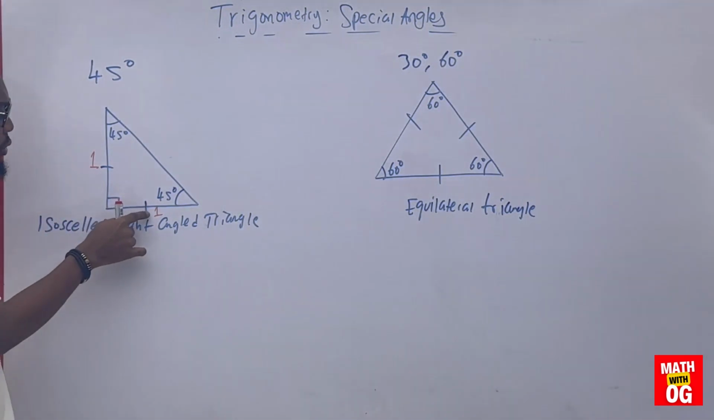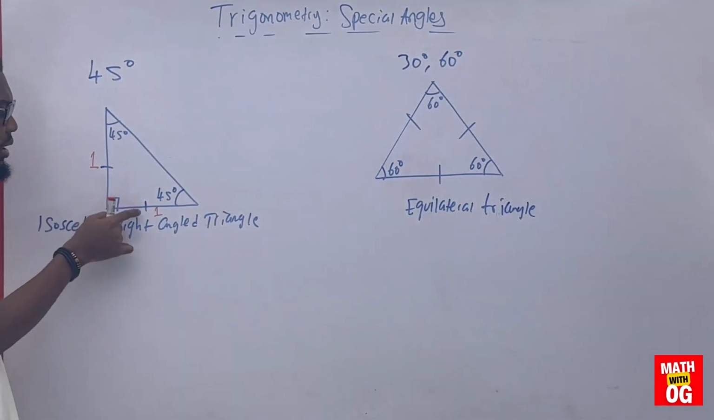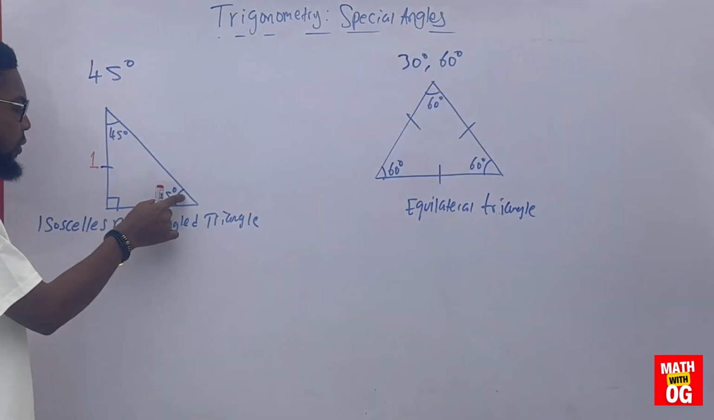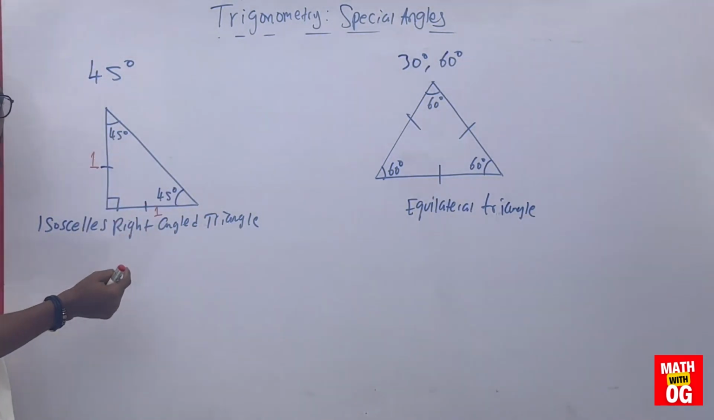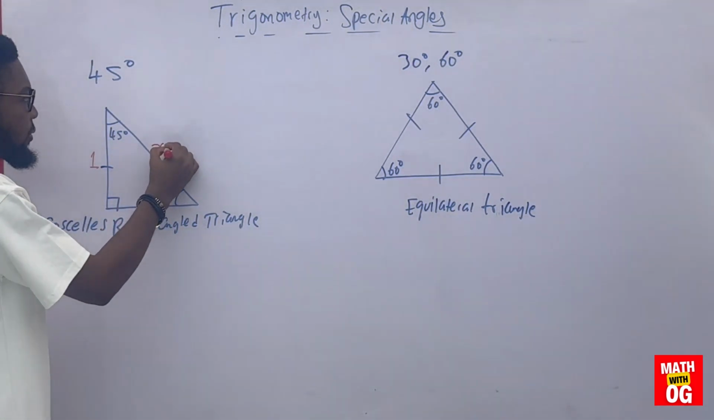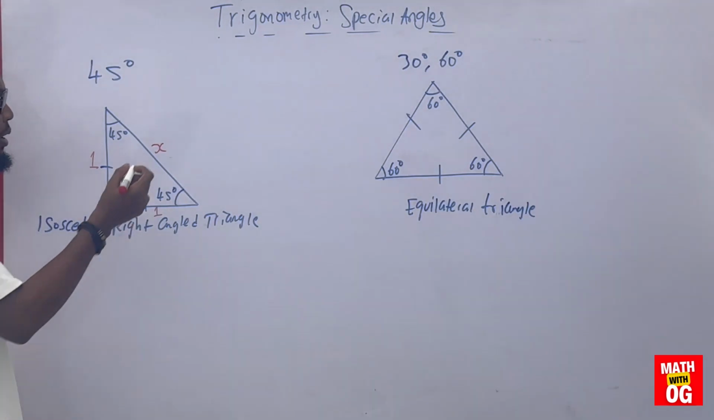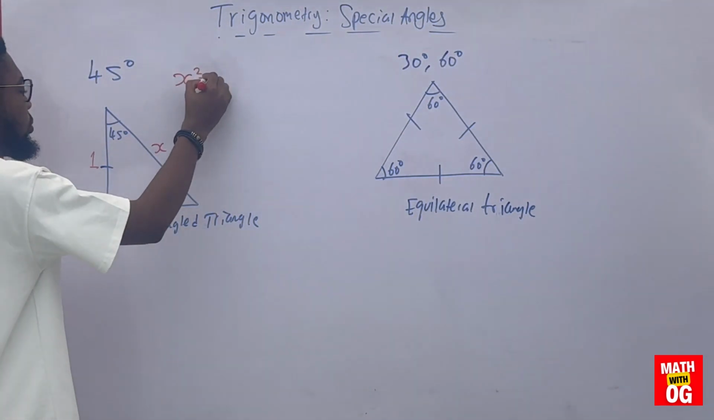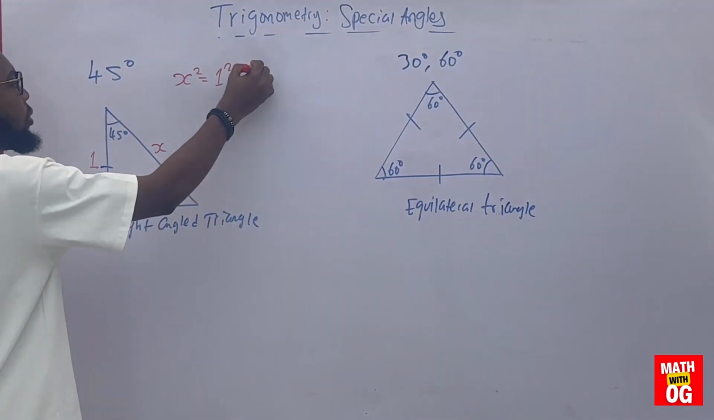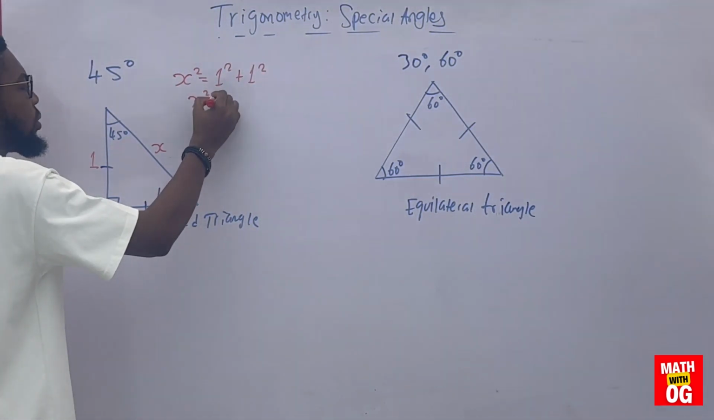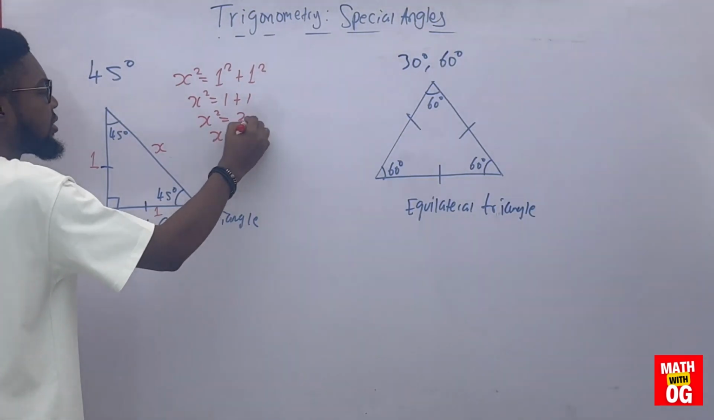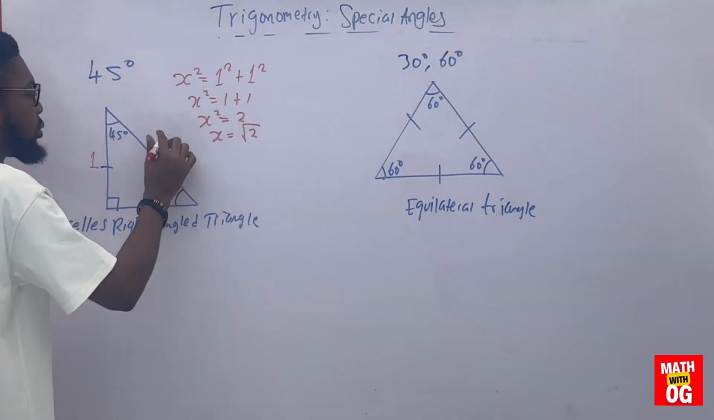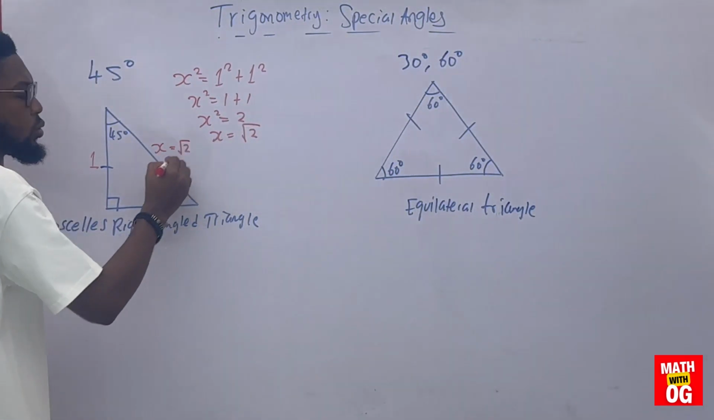So if here is having a unit of 1 and here is having a unit of 1, making it an isosceles triangle, this is 45 degrees, this is 45 degrees. Obviously, base angles have to be the same. So here has to be x. So if we solve for x using your Pythagoras theorem, your x squared will be equal to 1 squared plus 1 squared. So x squared is equal to 1 plus 1. x squared is equal to 2. So x is square root of 2. So I can put it here that x is equal to square root of 2.